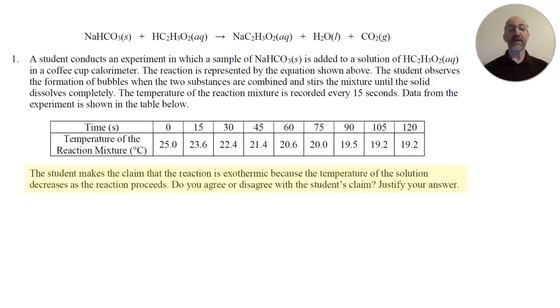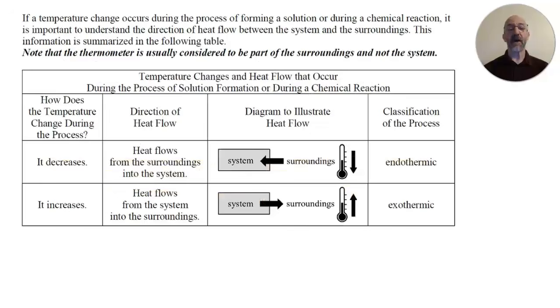Now, before I show you the answer to question 1, I'd like to show you something that I had shared in my video for topics 6.1 to 6.5. And so what you're looking at is something I had presented in that video. If a temperature change occurs during the process of forming a solution or during a chemical reaction, it is important to understand the direction of heat flow between the system and the surroundings. This information is summarized in the following table. Note that the thermometer is usually considered to be part of the surroundings and not the system.